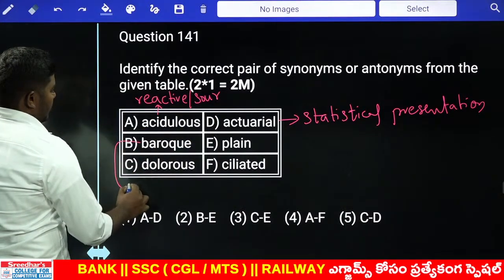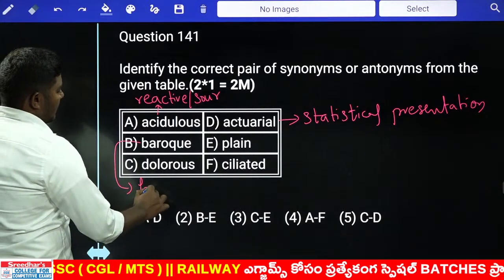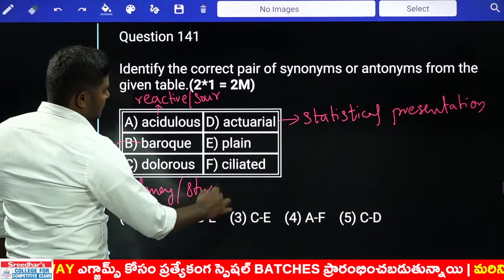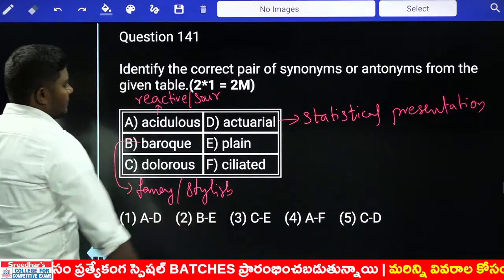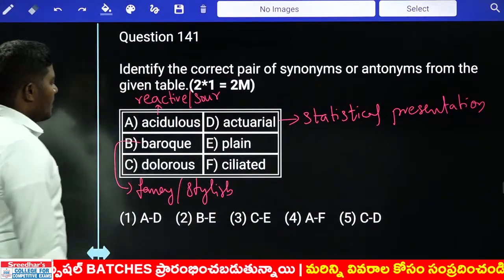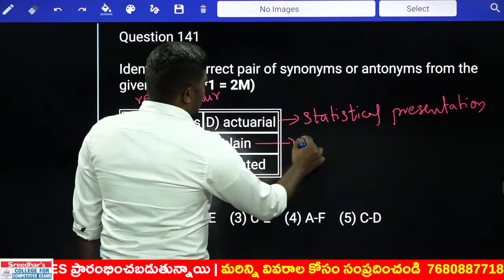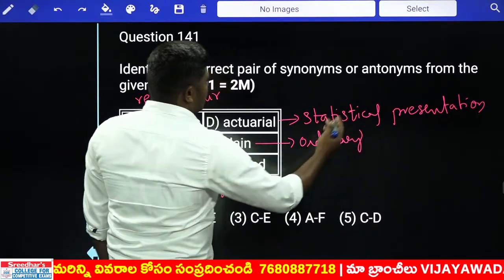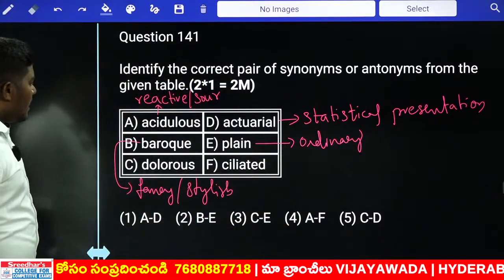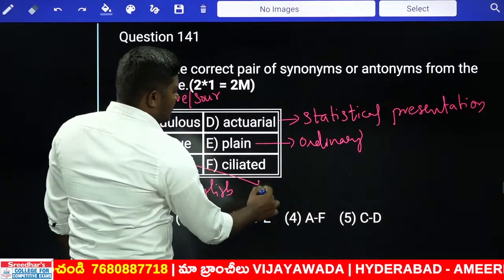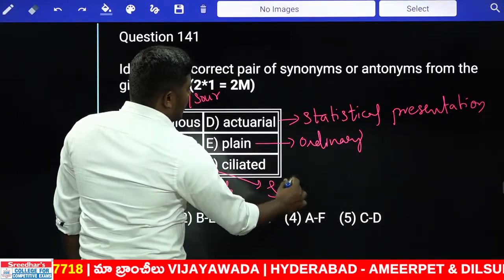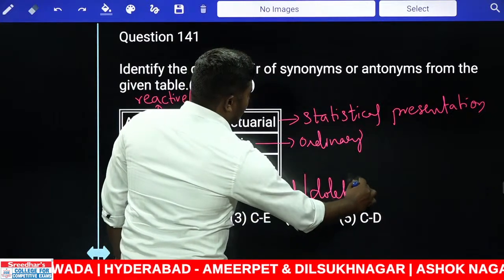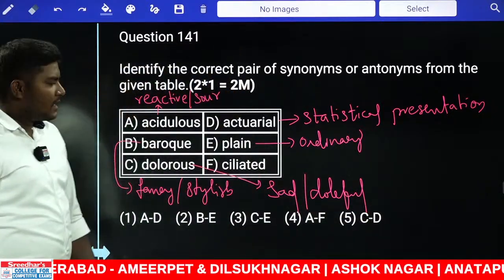Barbecue speaks about something that is very fancy, something that is very stylish. Okay. Next one, plain, something which is ordinary, something that is common, an ordinary thing. Next, dolorous is something that is very sad. Another word for this is doleful. Doleful is something which is being very weak or sad.